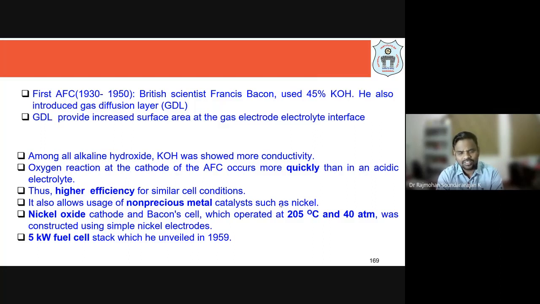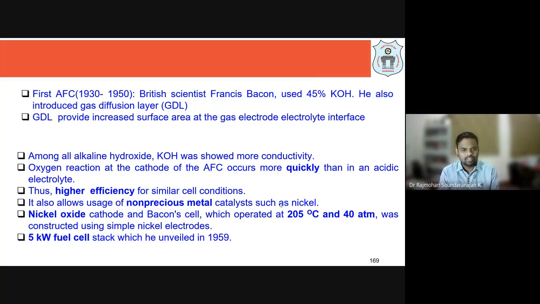These alkaline fuel cells will provide higher efficiency. And remember, it also allows the usage of non-precious metal catalysts such as nickel in place of platinum. That way, in comparison to acid, which has a highly corrosive nature, where we have to use some precious metal as the catalyst, when you go to this alkaline range, it allows us to use some low cost catalyst also, thereby the overall cost can be reduced.